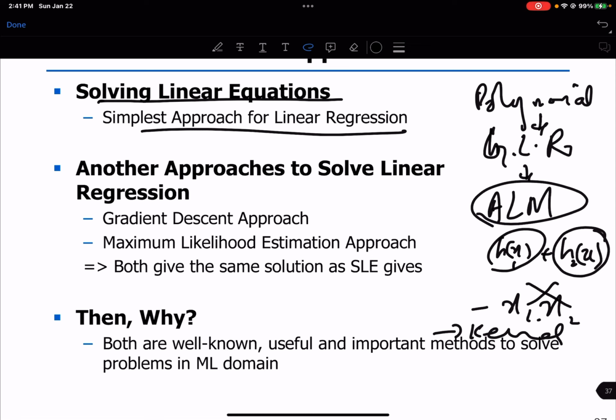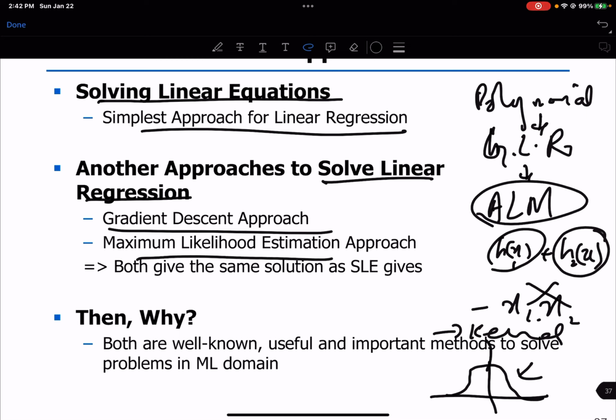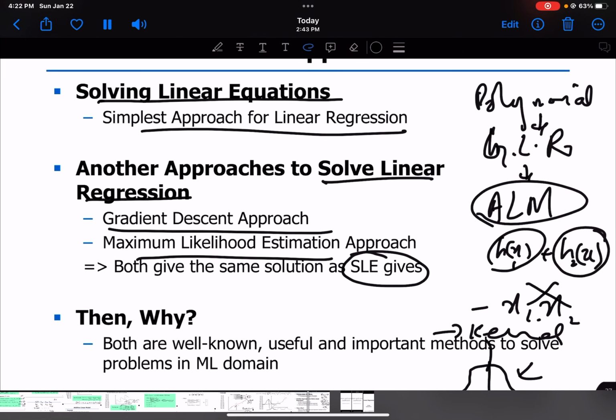So smoothing functions can also be used. So the Gaussian function we can use, which has a normal distribution. There are some other approaches to solve linear regression. We have the gradient descent approach and the MLE approach. Both give the same solution as your SLE, solving linear equations. So we converted our problem into a system of linear equations, and then we solved it, either using the generalized or additive linear model, or the basic polynomial, or the linear regression model.